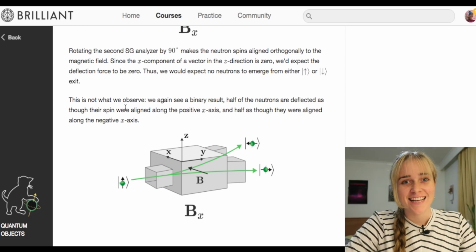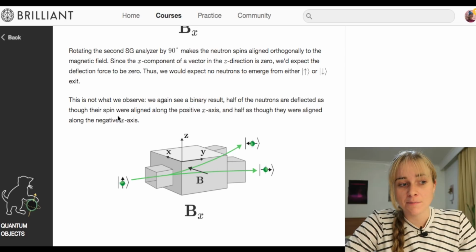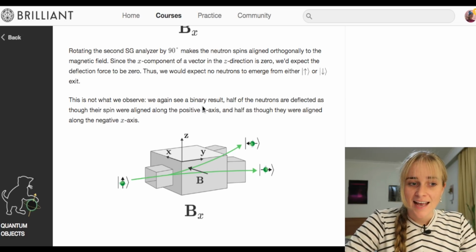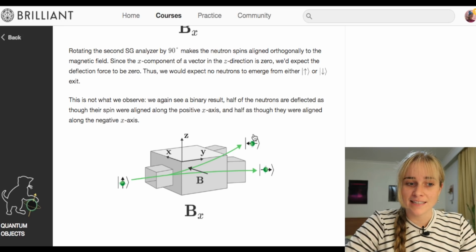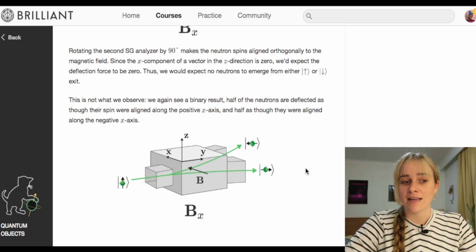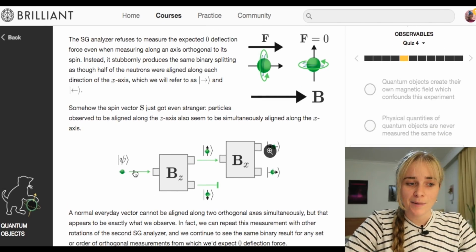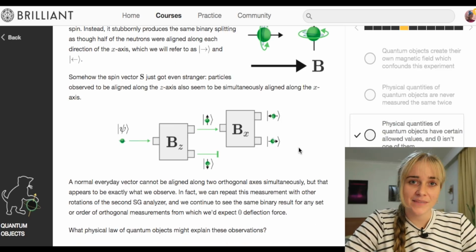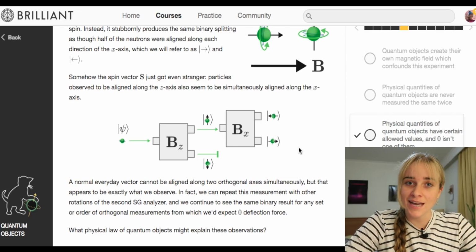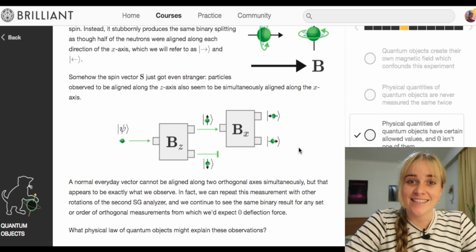However, this is another surprise. This is not what we observe. We again see a binary result. So half of the neutrons are deflected as though their spin were aligned along the positive x-axis, and half as though they were aligned along the negative x-axis. So we still have half the neutrons coming out of each of these two channels. This is really strange because what it says is that a particle that had seemed to be aligned along the z-axis now seems to also be aligned along the x-axis. And a normal vector cannot be aligned along two axes that are at 90 degrees to each other at the same time. So this is really quite strange.